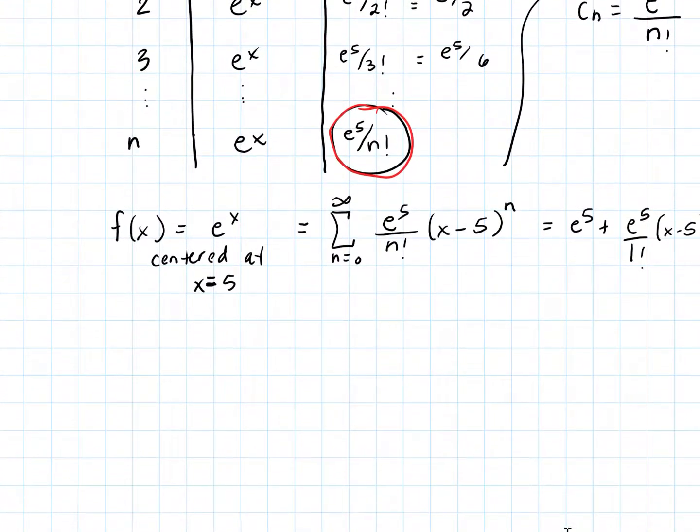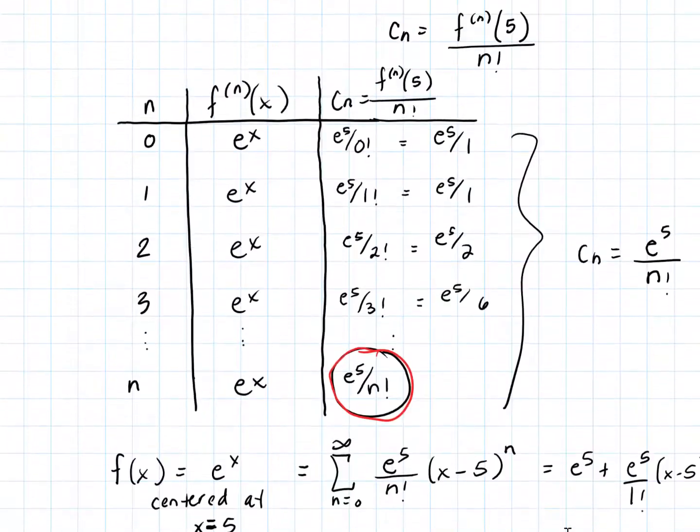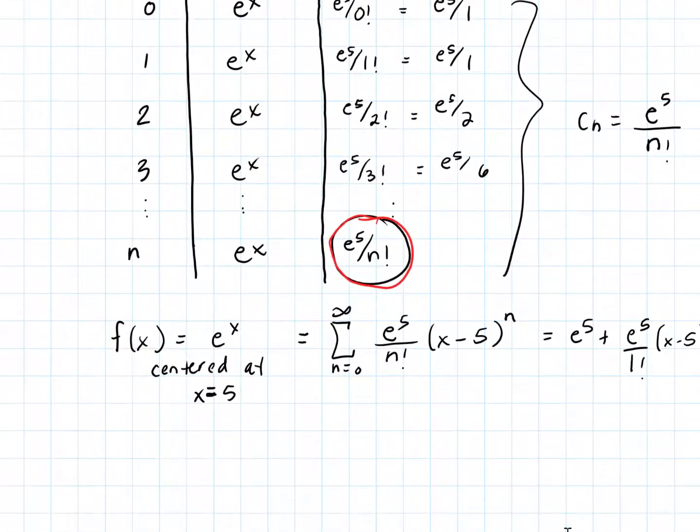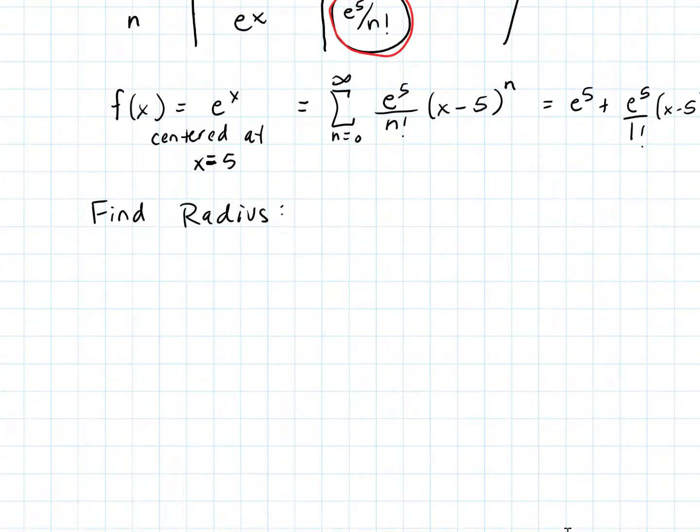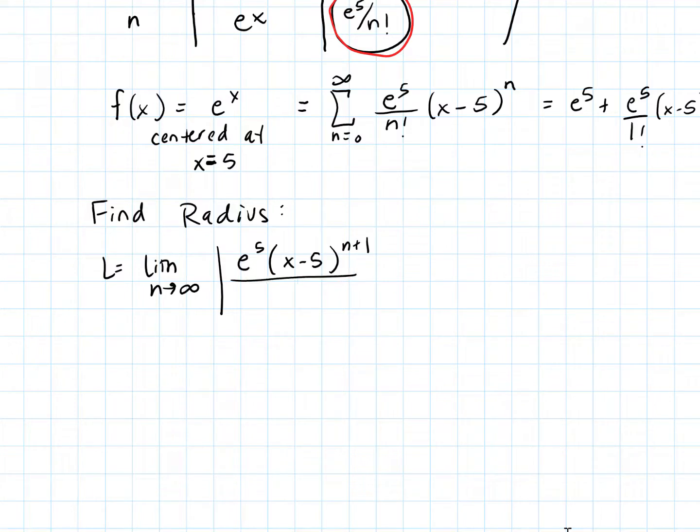Now, of course, we also want the associated radius of convergence. I should have asked for that when I wrote out the problem, but let's assume that that is always true. So we need the radius of convergence, and to find that radius, we would take the limit as n goes to infinity of e to the 5th times (x minus 5) to the n plus 1 over (n plus 1) factorial, times n factorial over e to the 5th (x minus 5) to the n.